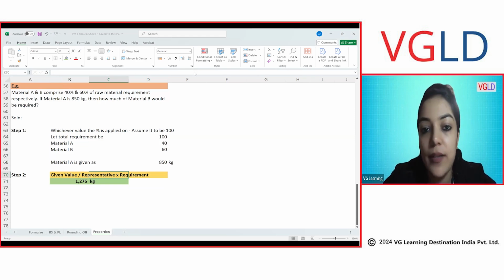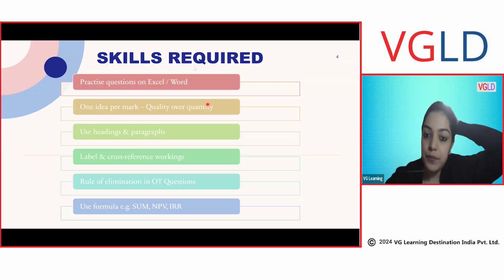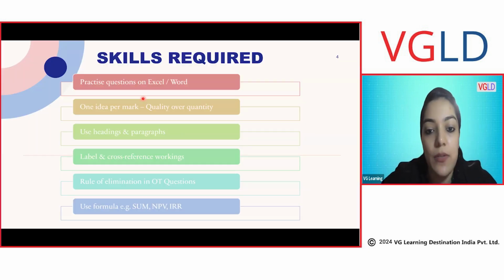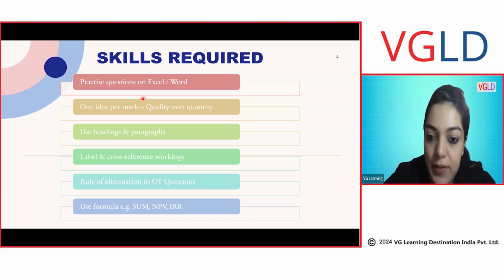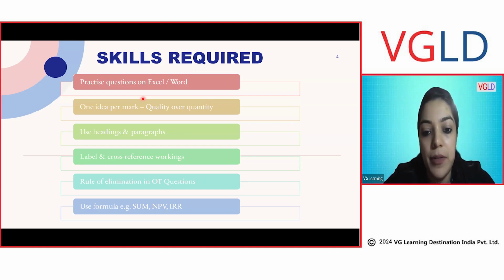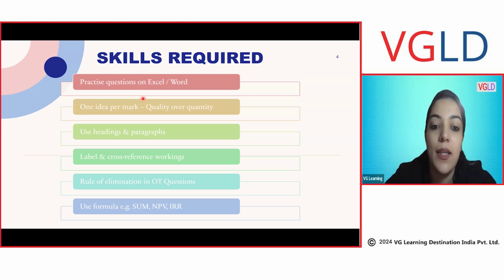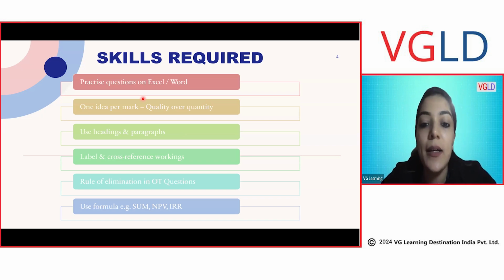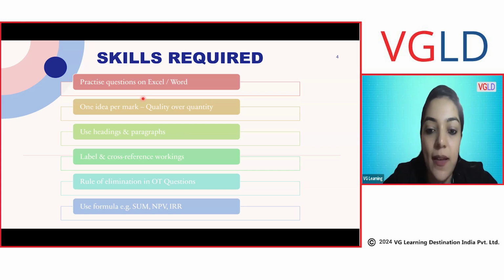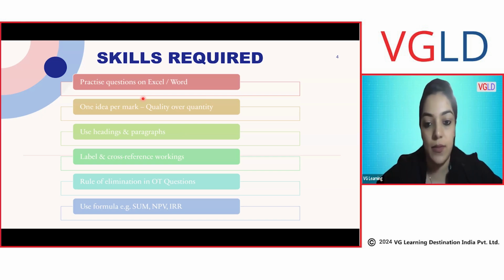So what are the skills required to pass the exam? Practice the questions on Excel and Word so that your typing skill improves. You become accustomed to using the formula in Excel. Okay. And computer-based exam doesn't look like a surprise to you. The next is one idea per mark, quality over quantity. This is specifically relevant for section C questions where you have to write descriptive answers.